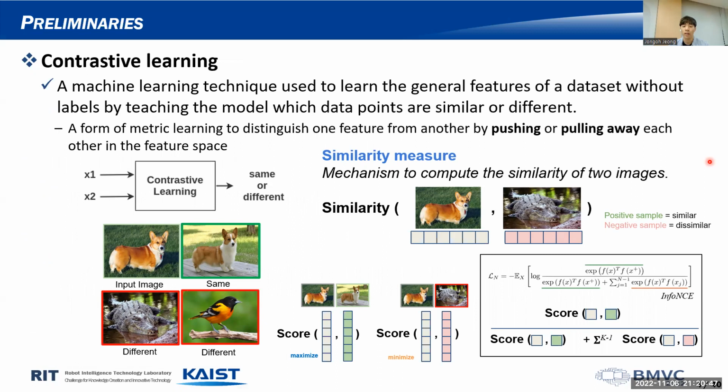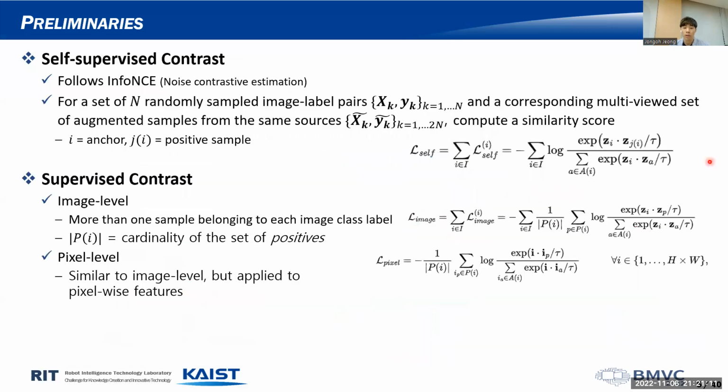Contrastive learning is a form of metric learning technique that allows learning of general features of a dataset without using labels. Given two different features, we consider an image to be positive if they're similar and negative if they're different. The idea of the self-supervised contrastive loss stems from InfoNCE loss, which maximizes and minimizes the similarity scores of the given features. Self-supervised contrastive objective in general follows the noise contrastive estimation, or InfoNCE loss. For a set of n randomly sampled image label pairs and a corresponding multi-viewed set of augmented samples from the same sources, we compute a similarity score for the ith anchor and the corresponding jth positive features.